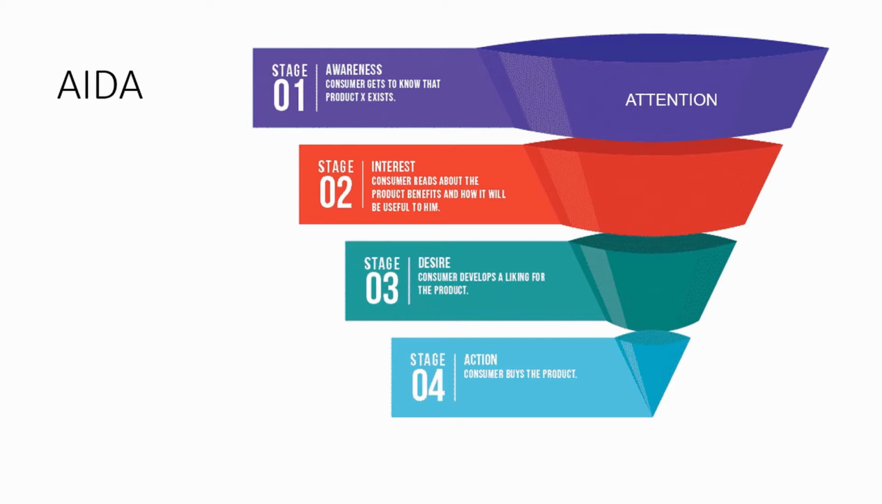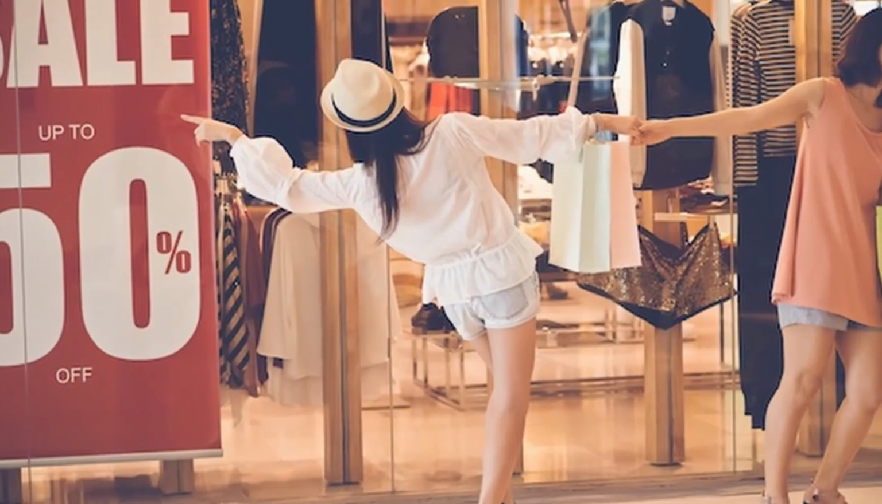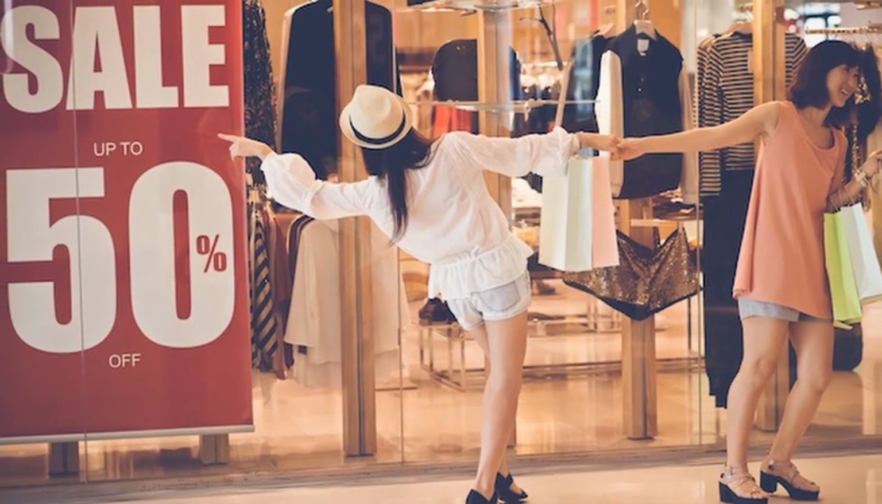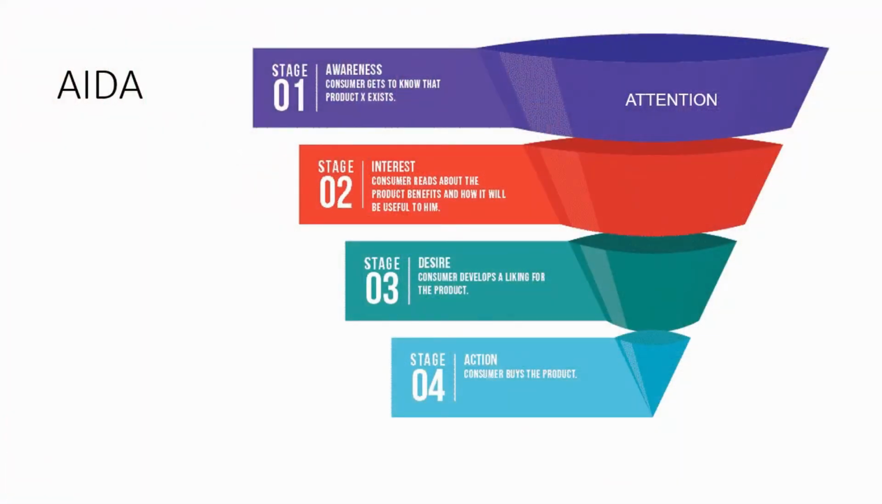Stage 2 is interest. So the consumer reads about the product benefits and how it will be useful to him, or the customer realizes that the product is advantageous to him. He realizes the benefits of the product, and probably the product offers a solution to a problem that he has. Stage 3 is desire. So the consumer develops a liking for the product, meaning the consumer is attracted to the product. So he finds the product very appealing.